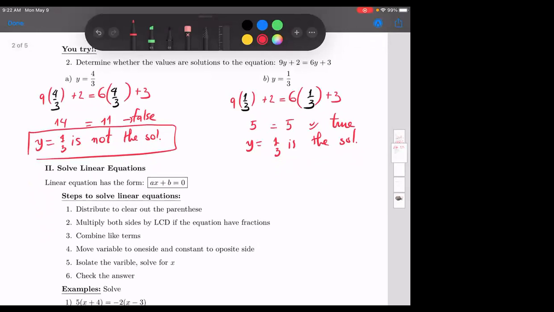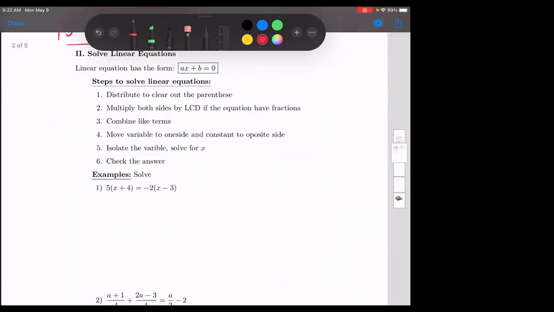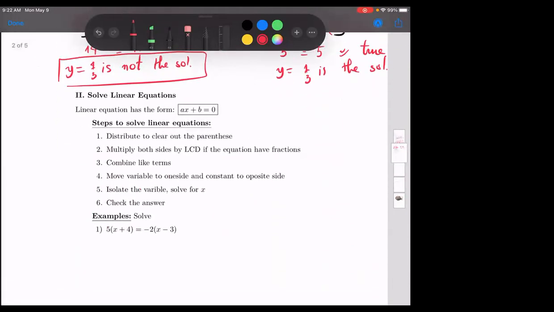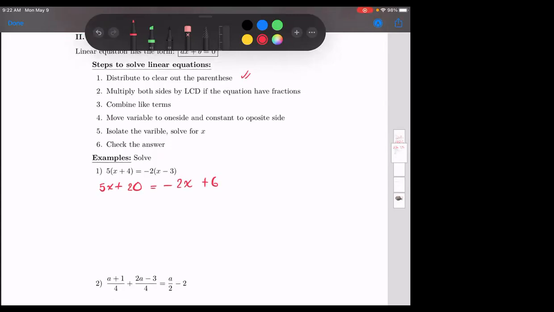Now I don't give you the solution. I want you to find it, right? The number one is I give you a solution. I want you to check. Now I want you to solve for it. So here's the step. First, you're gonna distribute or clear out the parentheses. I'm gonna just go ahead and walk you through example 1 as I walk you through the steps. So for example number 1, I'm gonna distribute to clear out the parentheses. So 5x plus 20 equal negative 2x plus 6.